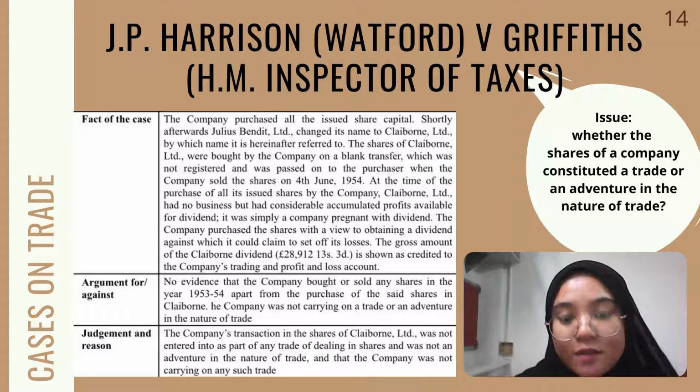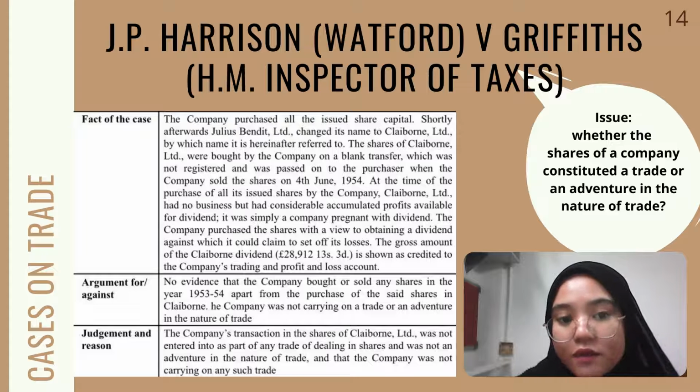The fact of the case is the company purchased all the issued share capital. Shortly afterwards, Julius Bandit changed its name to Claiborne. The shares of Claiborne were bought by the company on a bond transfer which was not registered and was passed on the purchaser when the company sold the shares on 4th June 1954. At the time of the purchase of all its issued shares by the company, it had no business but had considerable accumulated profits available for dividend. It was simply a company pregnant with dividend. The company purchased the shares with a view to obtaining a dividend against which it could claim to set off its losses.